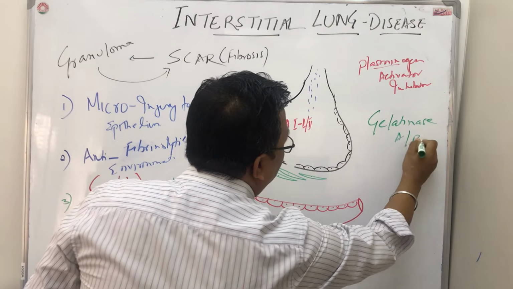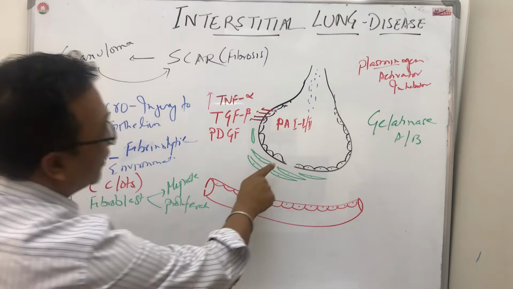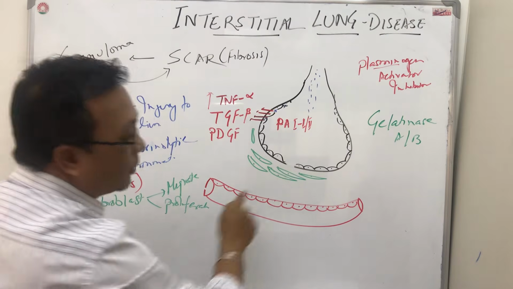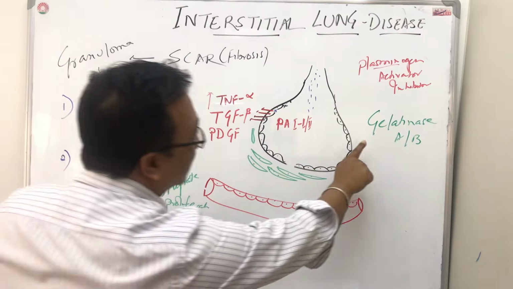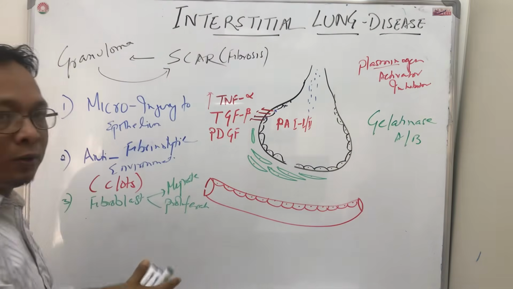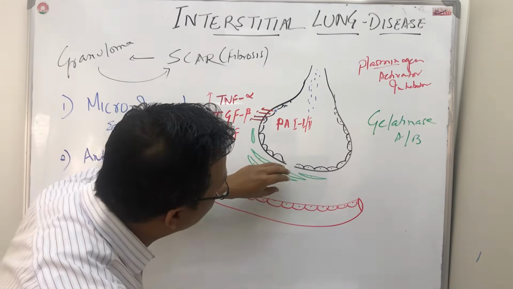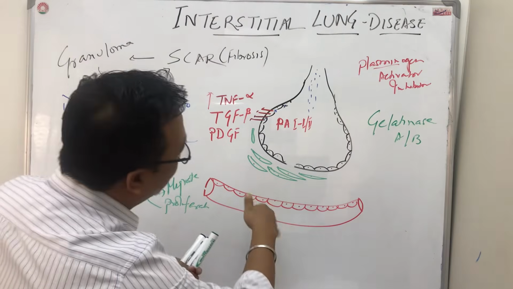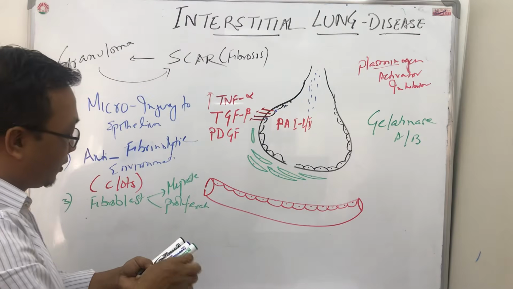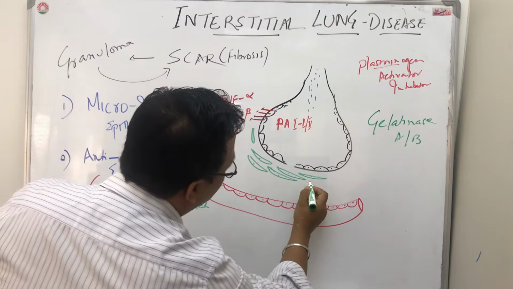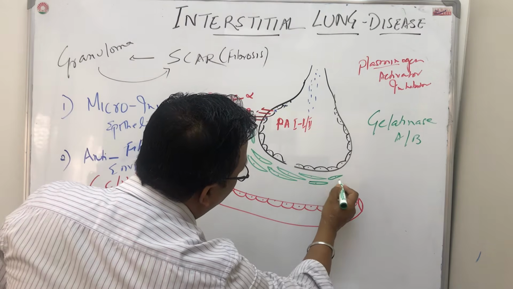Gelatinases A or B. So what do these gelatinases do? They destroy this basement membrane. Once gelatinases A or B come into the scenario, they destroy this basement membrane. So what will happen? There will be more and more fibroblast migration. As a result, some more fibroblasts have migrated.